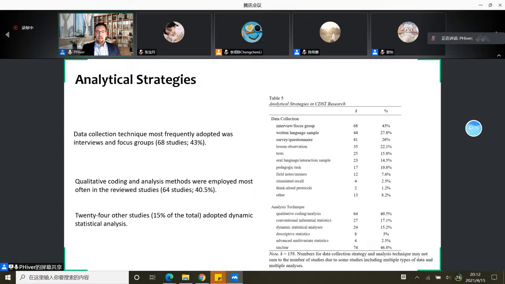So a couple examples for analyzing data. Some of the qualitative analysis included content analysis, ethnography, thematic coding, discourse analysis, and grounded theory. We also saw 15% of studies adopt dynamic statistical analysis. New methods such as the coefficient of variation, Monte Carlo modeling, min-max graphs, growth curve modeling, time series analysis. A lot of new and exciting methods are being applied.